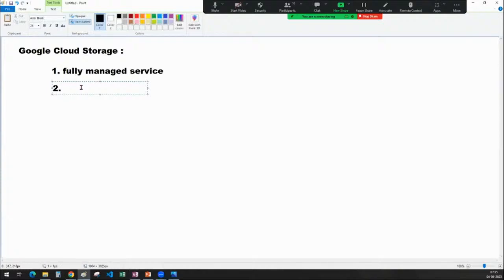Now I understand that it is a fully managed service, so the infrastructure will be taken care of by GCP. That is fine. So now tell me, what kind of service is Google Cloud Storage? What is the main intention of having Google Cloud Storage in GCP? If you ask me, it is a service for storing and retrieving data.